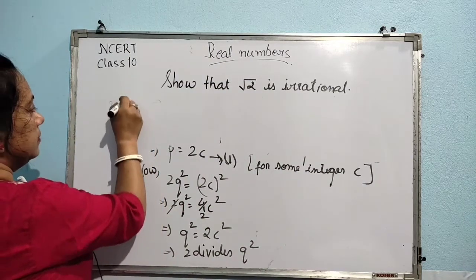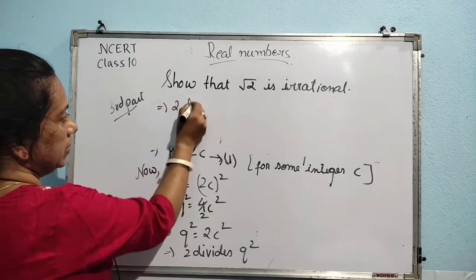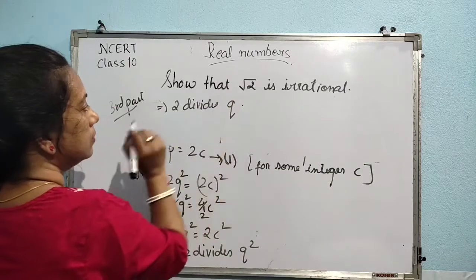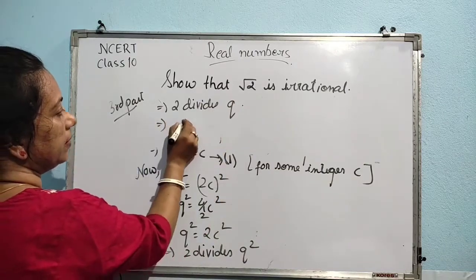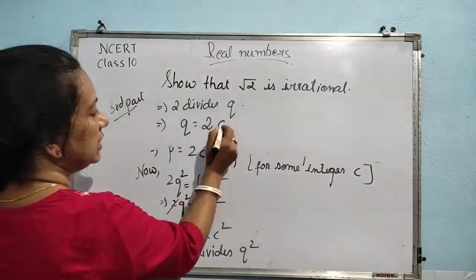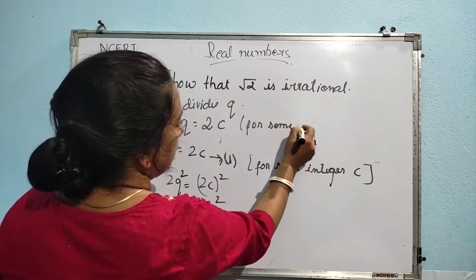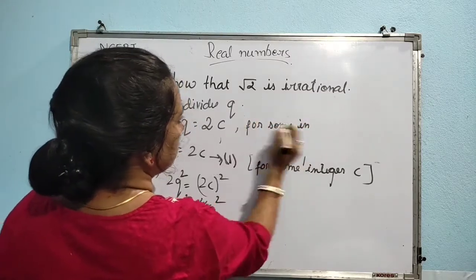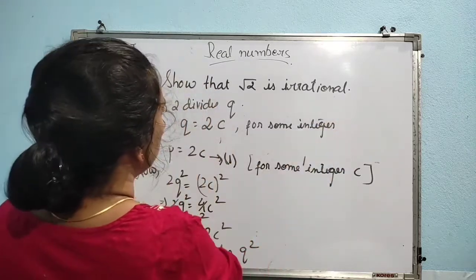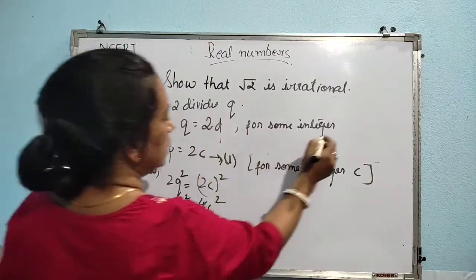So here, third part, we can write 2 divides q. Now here I can write q is equal to 2c for some integer. We can, no need to take c only, we can take 2d also for some integer d.